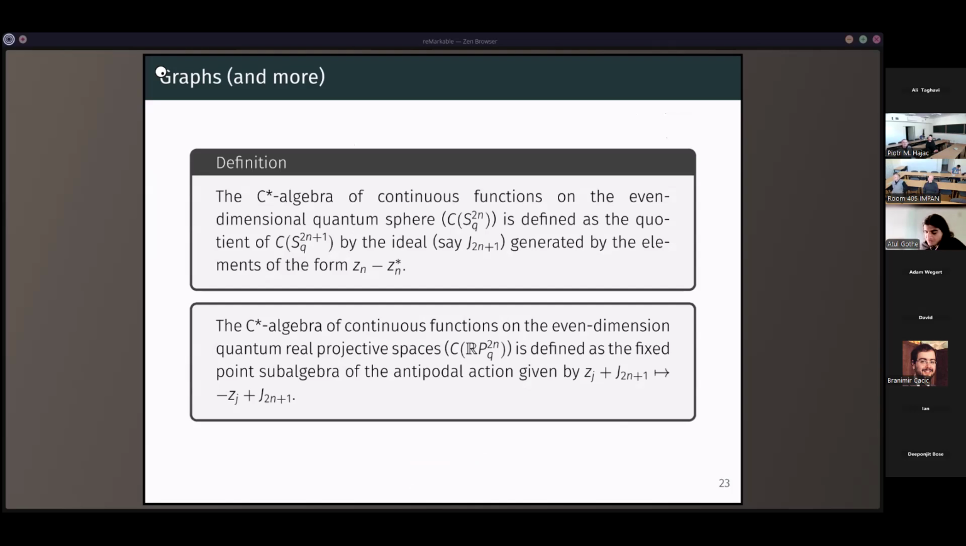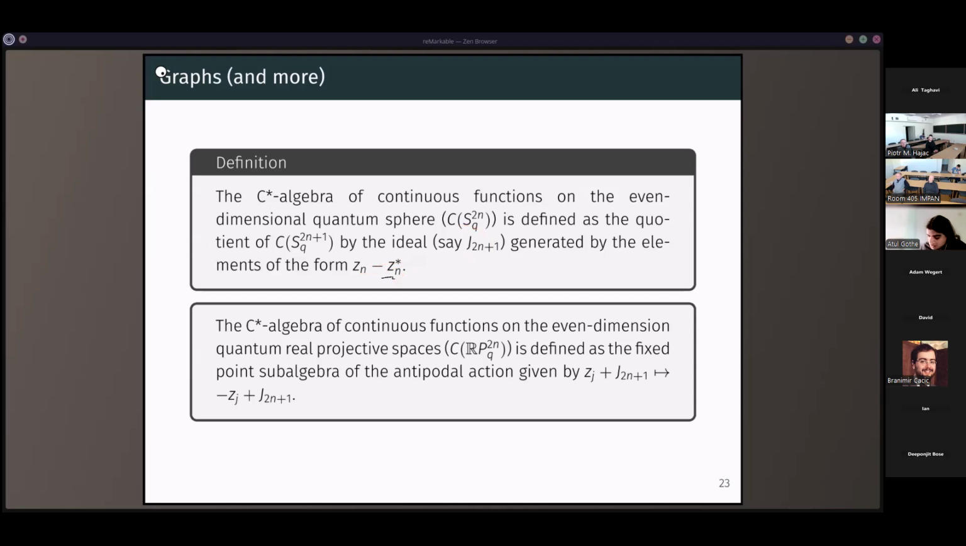So once we have this even case, we can define the C-star algebras for the odd ones, which is just: we take C of SQ2n and we quotient out the ideal generated by elements of the form Zn minus Zn star. So J2n plus 1 is the ideal generated by Zn minus Zn star. We just quotient it out, and that's the C-star algebra of the odd dimensional spheres.